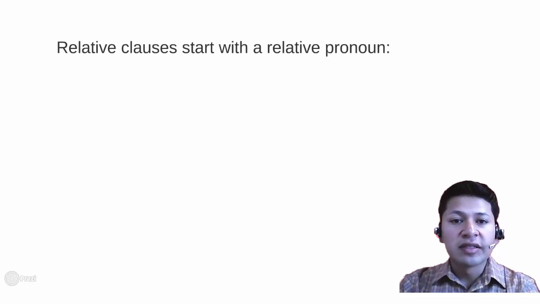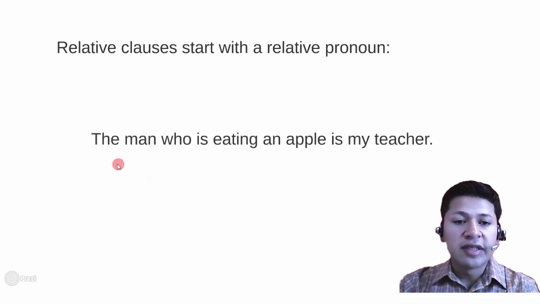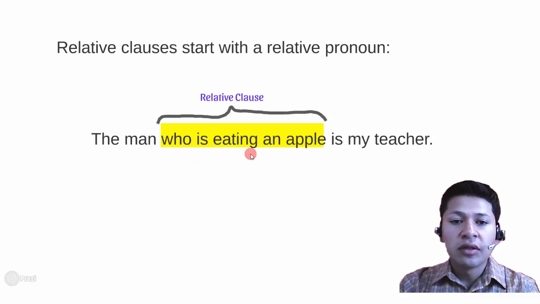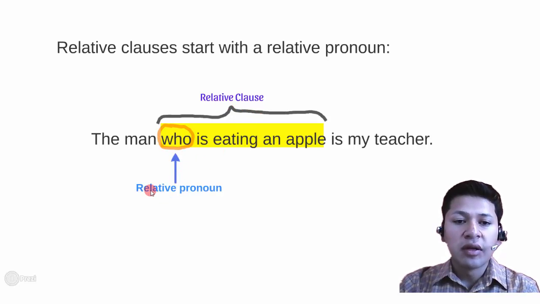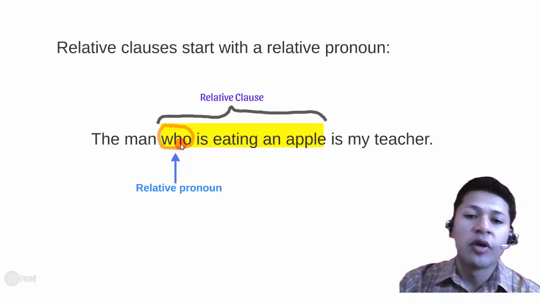Relative clauses start with a relative pronoun. Example, the man who is eating an apple is my teacher. Who is eating an apple? This is the relative clause. Who is a relative pronoun. So relative clauses start with a relative pronoun.